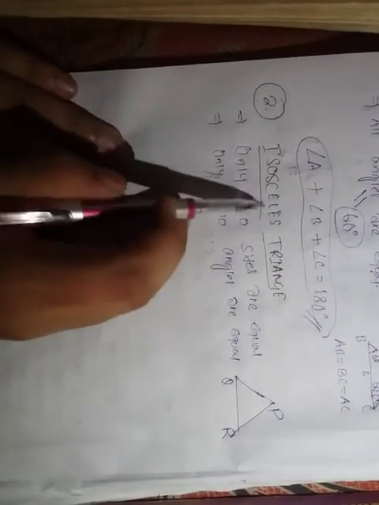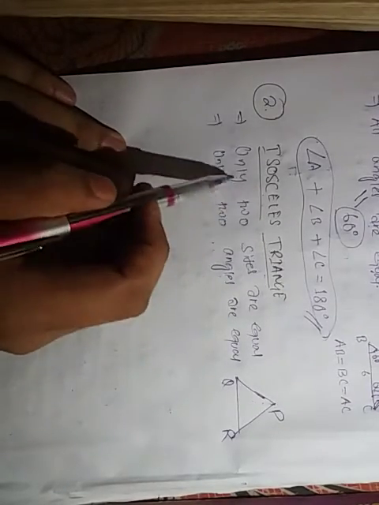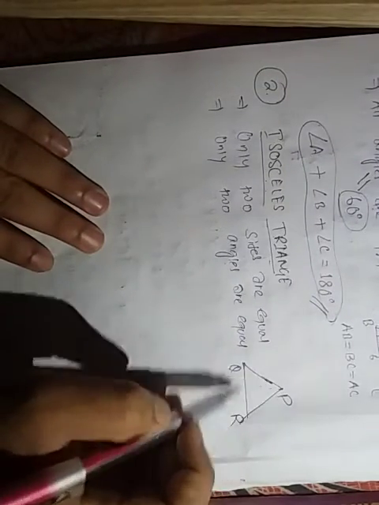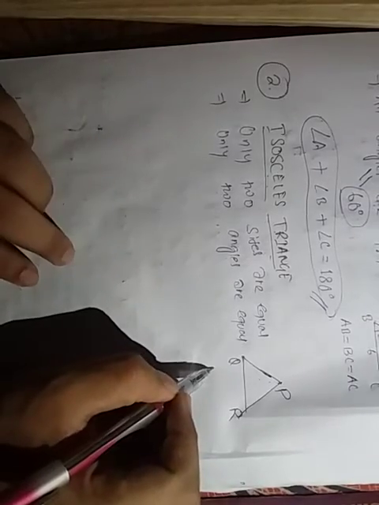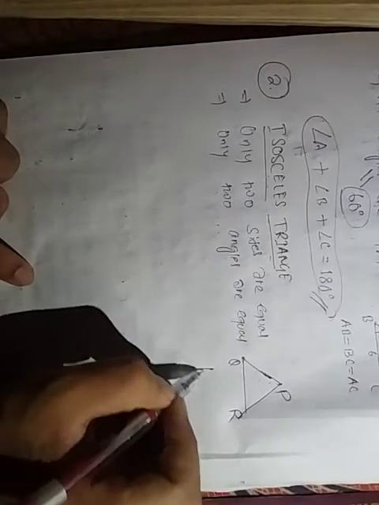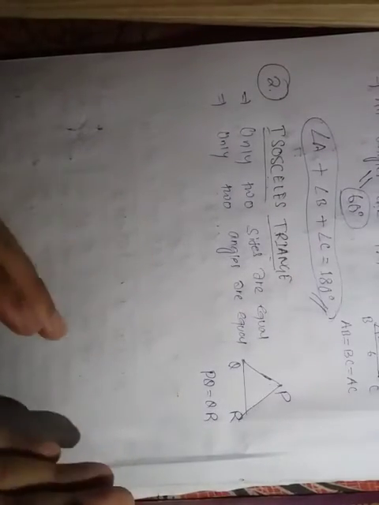Now what do you mean by an isosceles triangle? In an isosceles triangle only two sides are equal. Suppose we have drawn one triangle PQR. Now in an isosceles triangle only two sides will be equal. That means PQ will be equal to QR, and it will not be equal to PR, or you can say that QR is equal to PR. That means only two sides will be equal. One side will always be not equal to the other two sides.